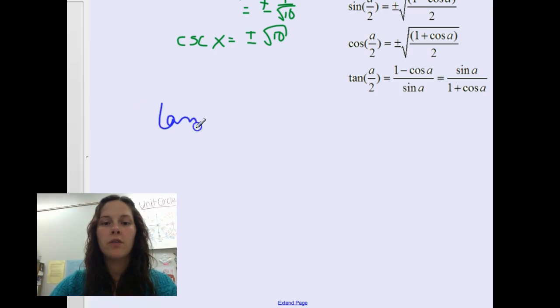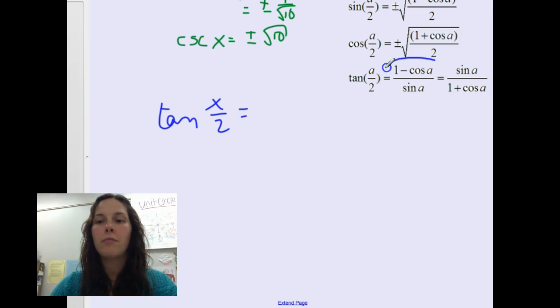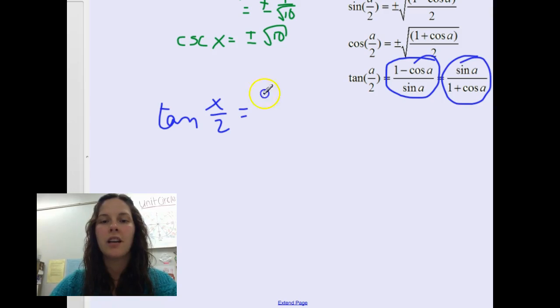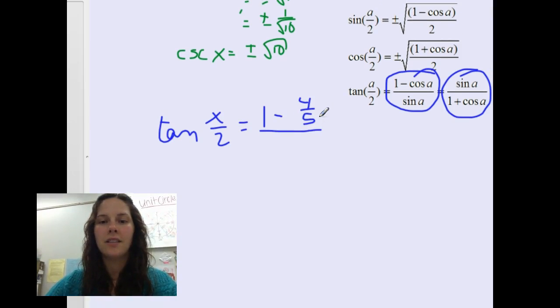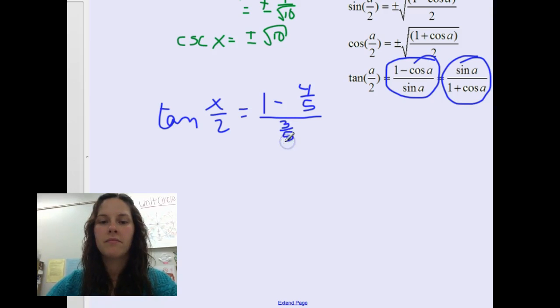For tangent, we have two options. We can either use the first formula, 1 minus cosine over sine, or sine over 1 plus cosine. I'm going to start with the first formula, and when we see tangent again, I'll use that second formula. So cosine again was 4/5 all over the sine of x, which was 3/5. In the numerator, 1 minus 4/5 is 1/5 divided by 3/5. So remember, when you've got fractions, you want to multiply by the reciprocal. So our 5's cancel, giving me 1/3.